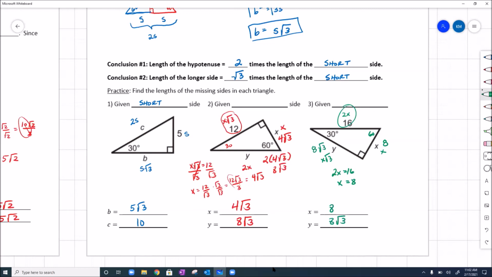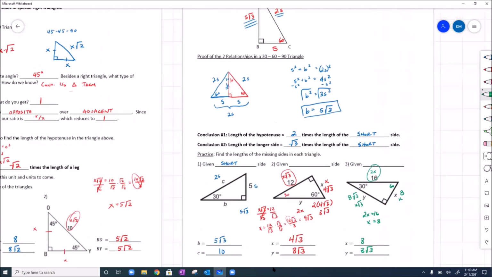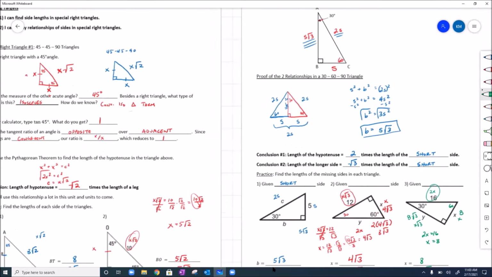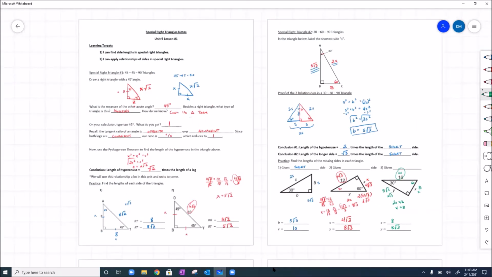Okay, so there we have it, our two special right triangles, our 45, 45, 90 triangles, and our 30, 60, 90 triangles. Make sure that you're looking at those and remember those ratios because that'll help you out.